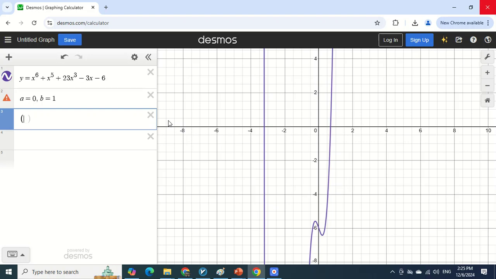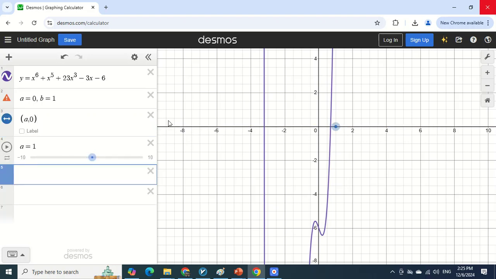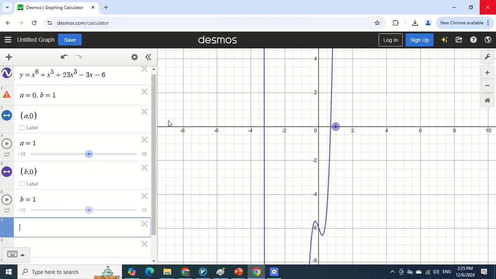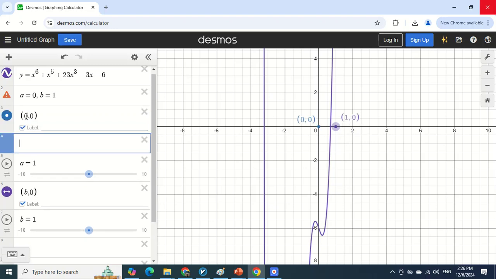Write it as a and 0 and label that one, and b and 0 as well, and label that one as well. So right now we have these 2 points over here, so both of them are 0 and 0. It should be 0 and 0. So right now we can label these 2 points and start with those 2 values. So I can apply the intermediate value theorem for the interval 0 and 1.